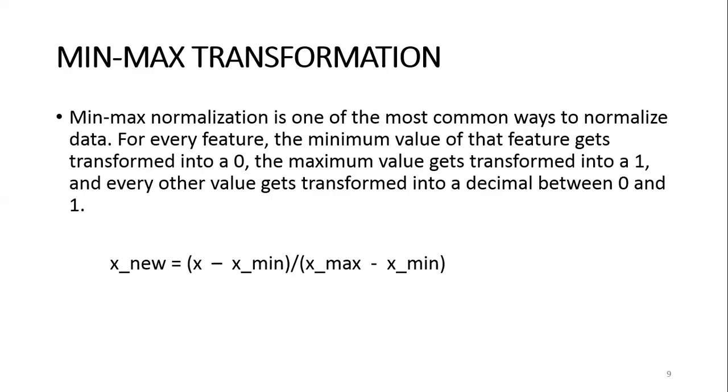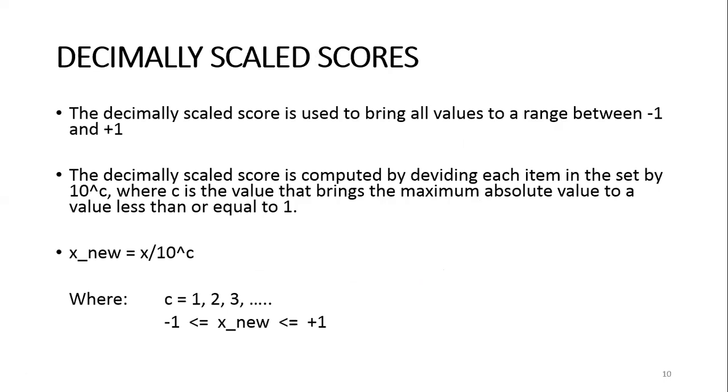Okay. We said it's one of the most common ways to normalize data. For every feature, that's for every column, the minimum value of that feature gets transformed into 0. The maximum value gets transformed into 1. And every other value gets transformed into a decimal between 0 and 1. So that's the formula there. The new number, the result, is assigned x minus min divided by maximum minus minimum for that particular column. That's exactly what we did just now in Excel.